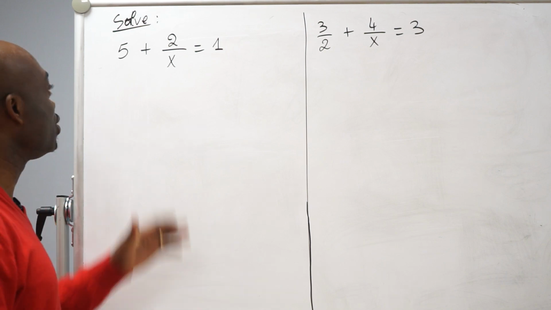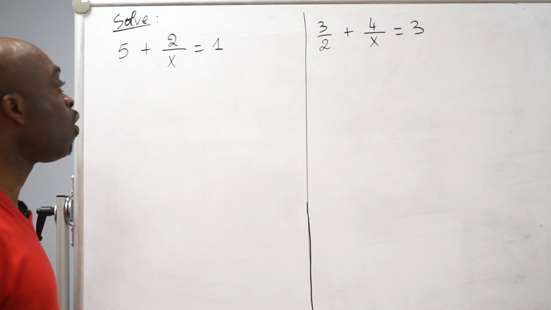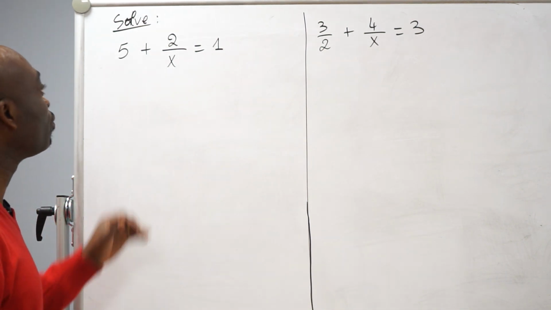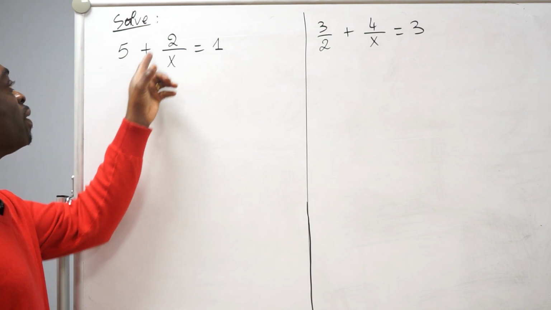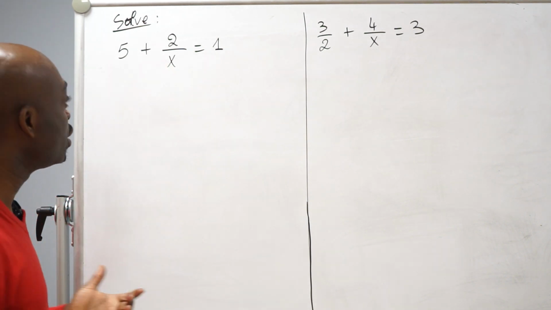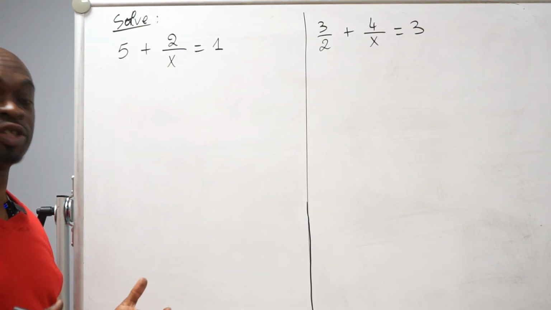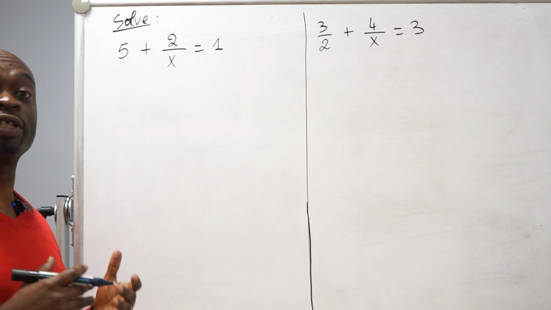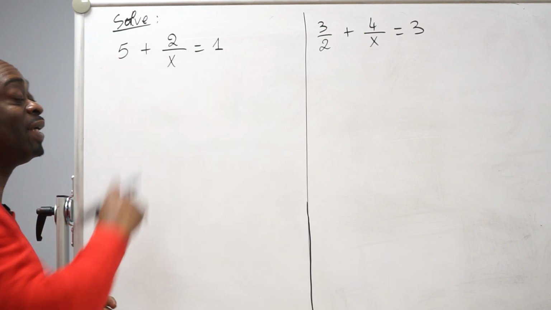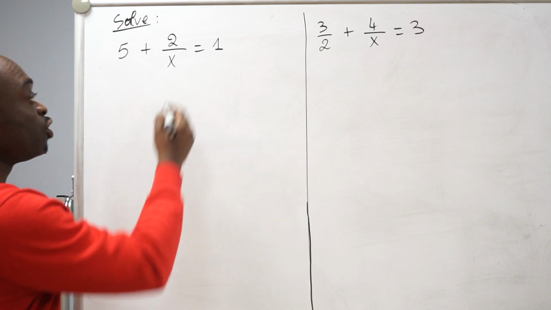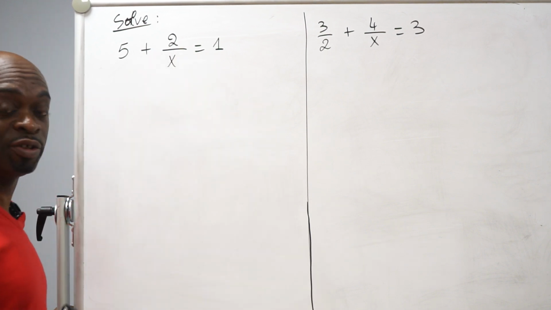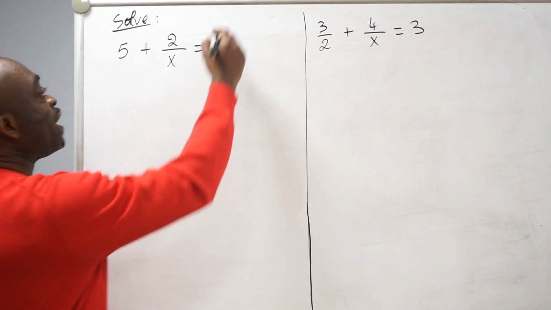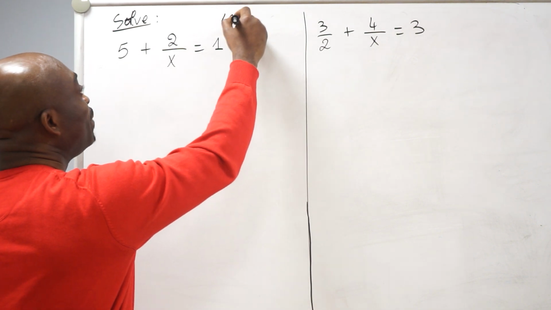Guys, imagine that you have two of these equations to solve. For the first one, we have 5 plus 2 over x equals 1. The first thing you have to do when it comes to equations with fractions is ask: what do I have as the lowest common denominator, so I can eliminate the denominator? You don't want the bottom piece, so you have to find what we call the lowest common denominator.